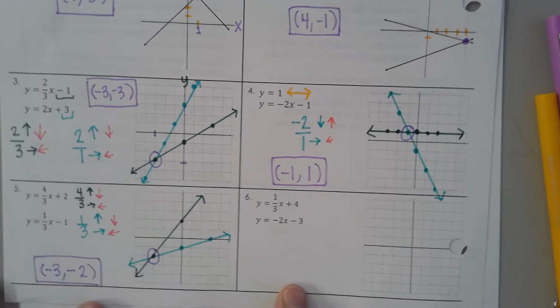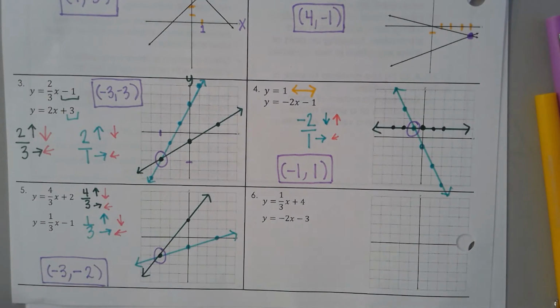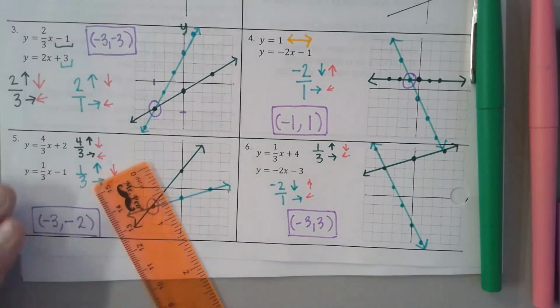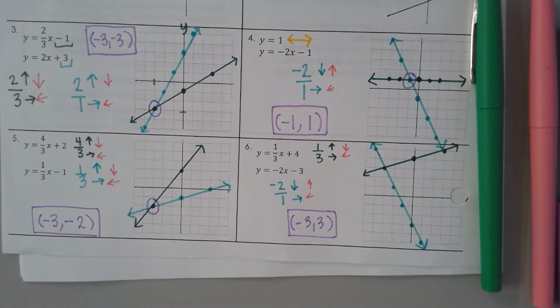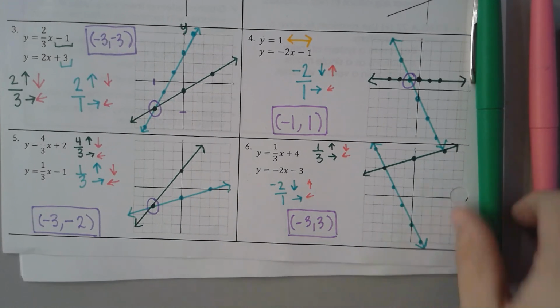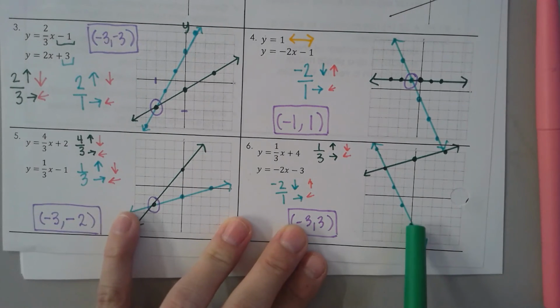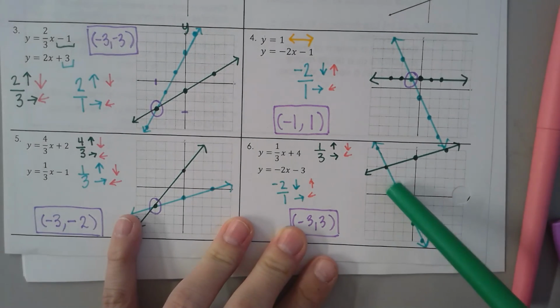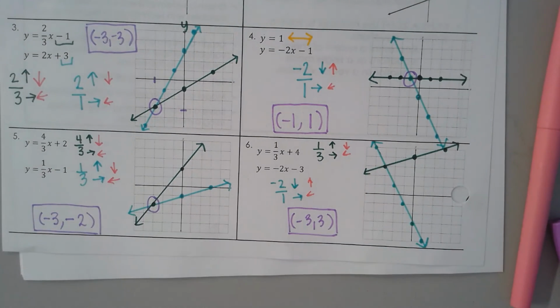I want you to try number 6 on your own. So this is what you should have for number 6. This was your first line. Your second line, you originally got just these 2 points down here at the bottom, and you needed to go backwards to see where it would cross. And they cross at -3, 3.